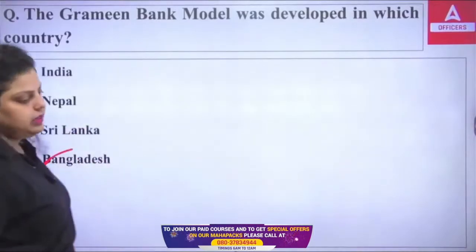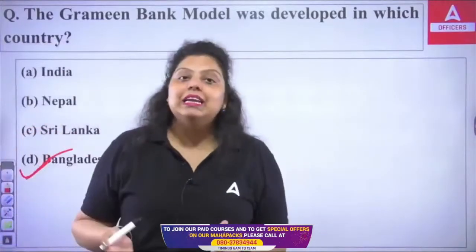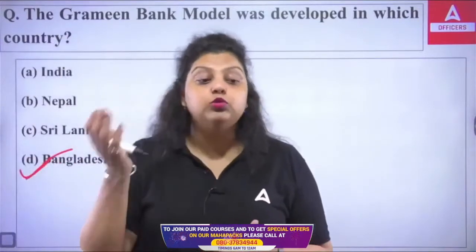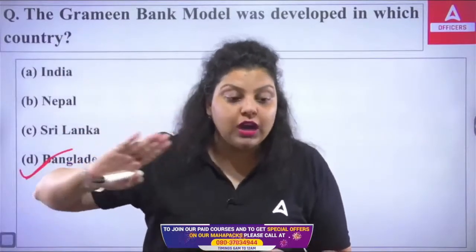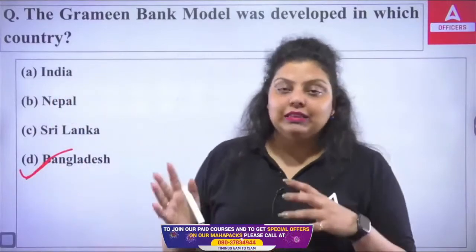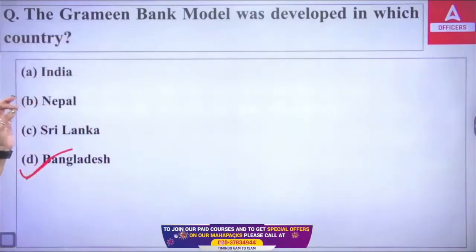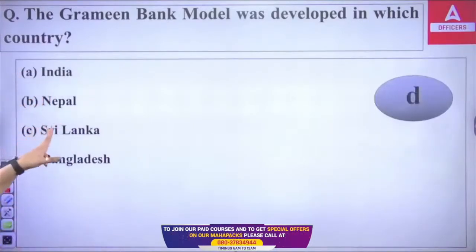Now what used to happen in Bangladesh? The money lenders, the sahukars, they used to exploit the persons who used to take loan from them. They used to charge a high rate of interest from them. And that's a kind of demerit, right? So that's why the Grameen Bank model was introduced to safeguard these type of people from the money lenders, sahukar, etc. Okay, so this was Bangladesh.